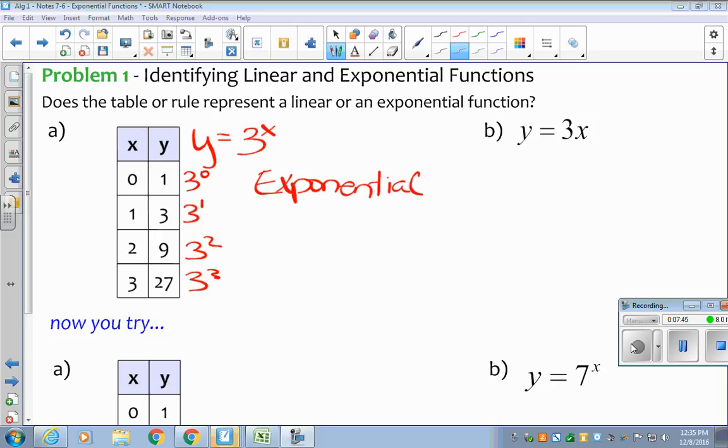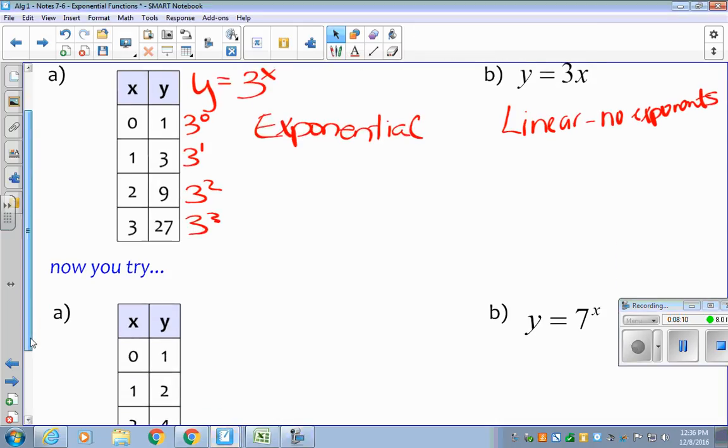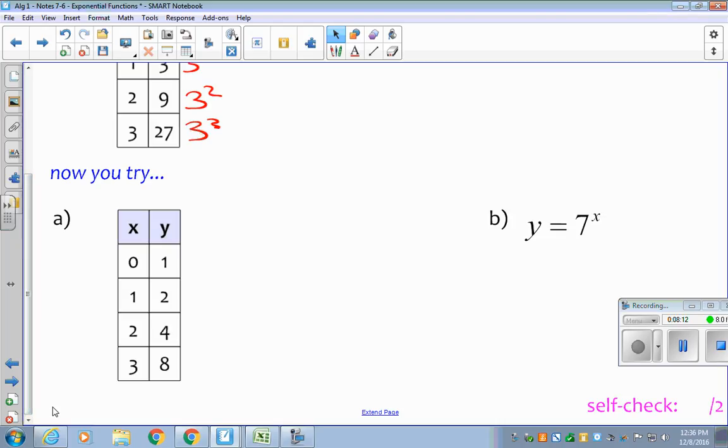Is that linear or exponential? Do I have an exponent at all in this problem? No. So it's got to be linear. There are no exponents other than the number 1. Okay, you guys take a peek at these two charts and tell me whether they are linear or exponential.